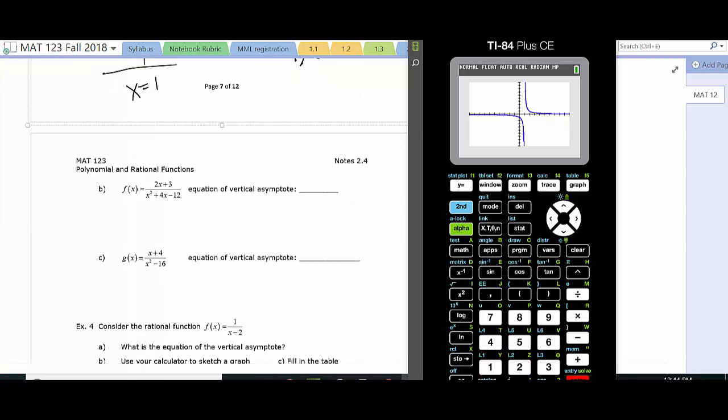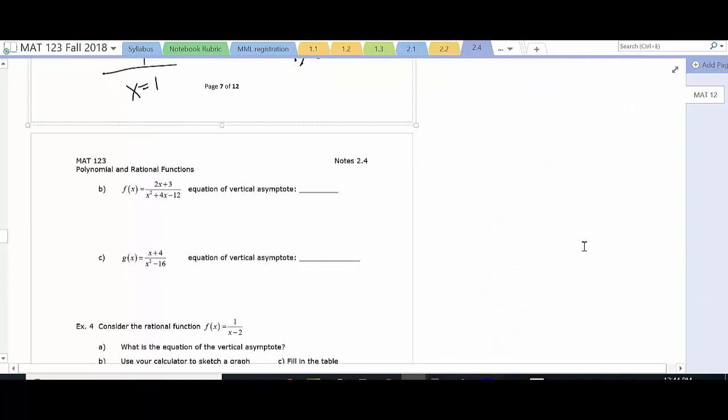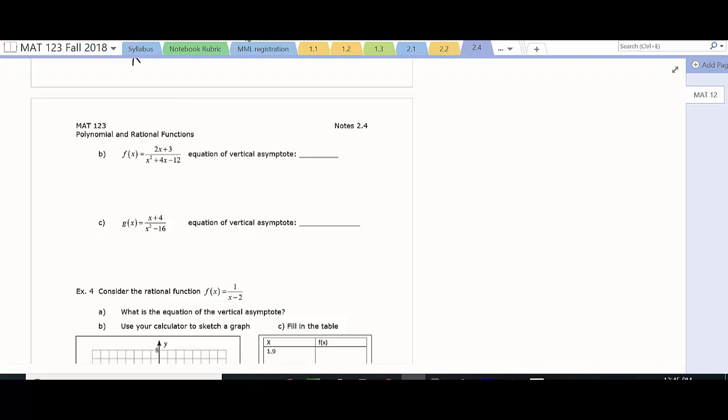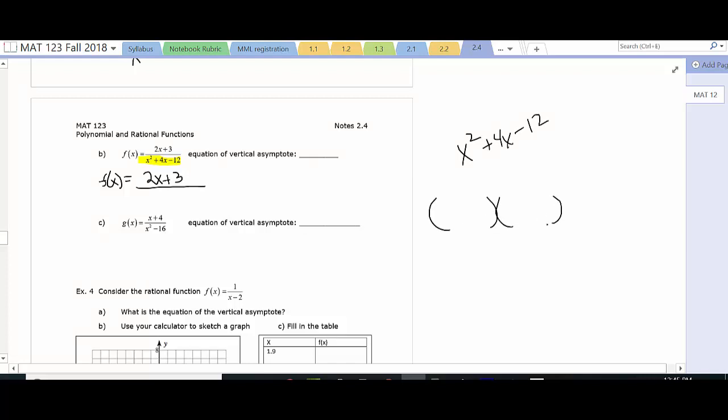We're going to go to the next page and focus a little bit on the asymptotes here for a few minutes. On the next one, we want to look at the denominator and figure out what makes it 0. You can't do this one in your head, so we want to go ahead and factor that denominator. I'll do this at the side. We have x squared plus 4x minus 12. Let's think about how the factoring goes.